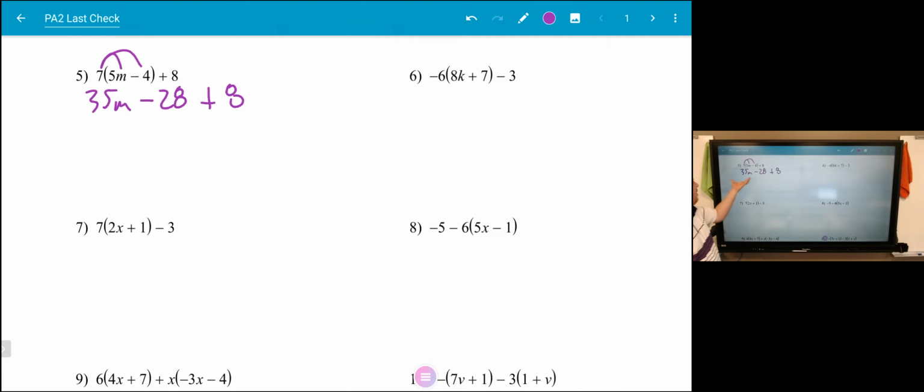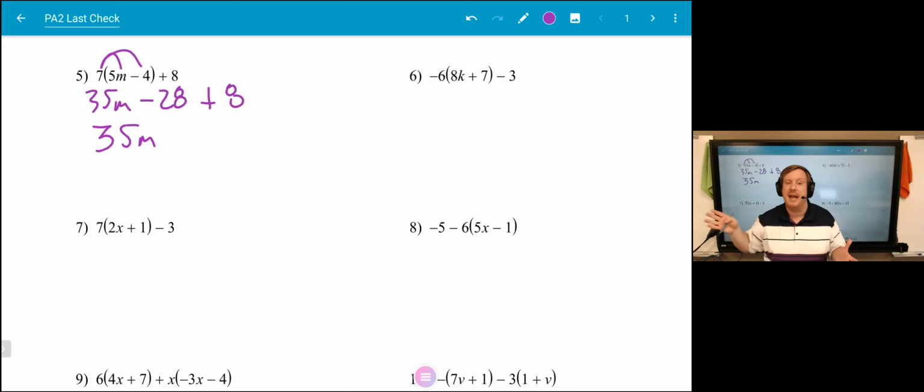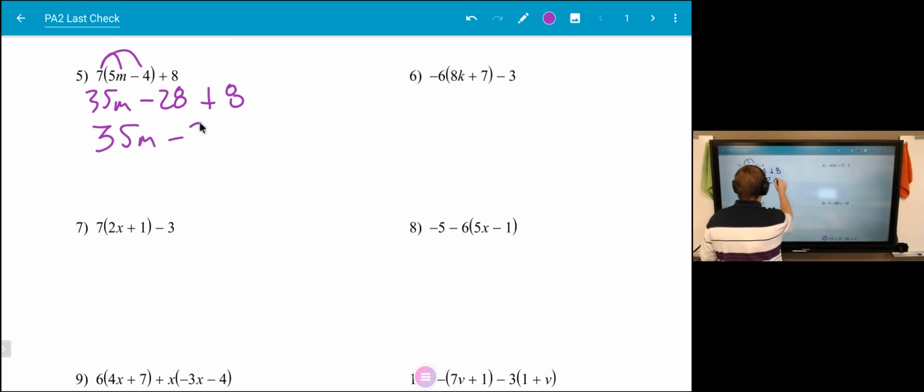I have something with an m, but nothing else with m. So that 35m, that's the best we can do right there. 35m, negative 28 plus 8. So if I go negative 28, come back 8, I'm still negative by how many? 20. 35m minus 20.